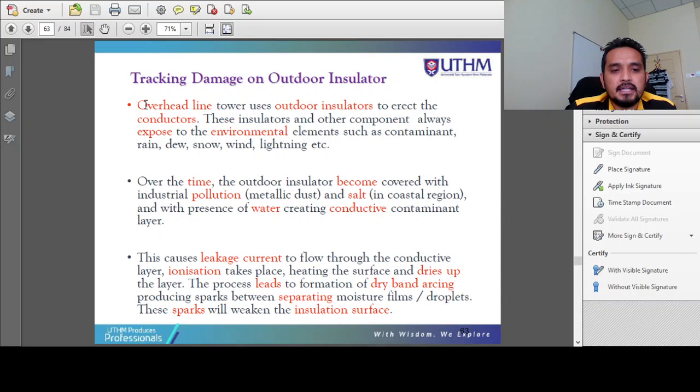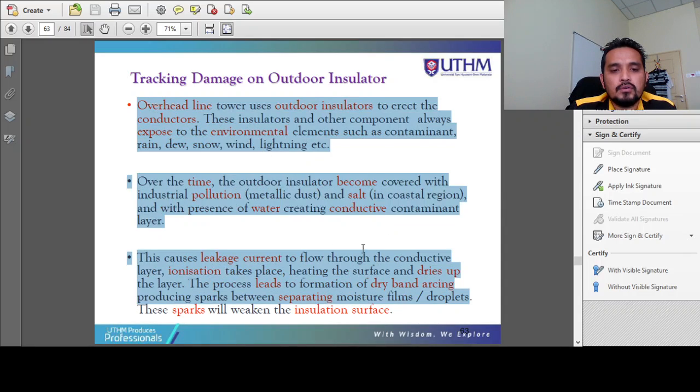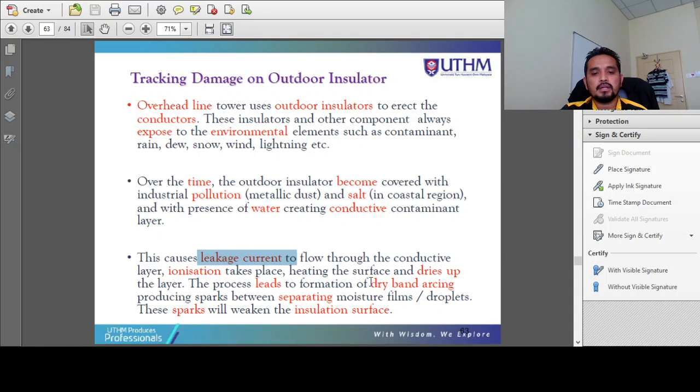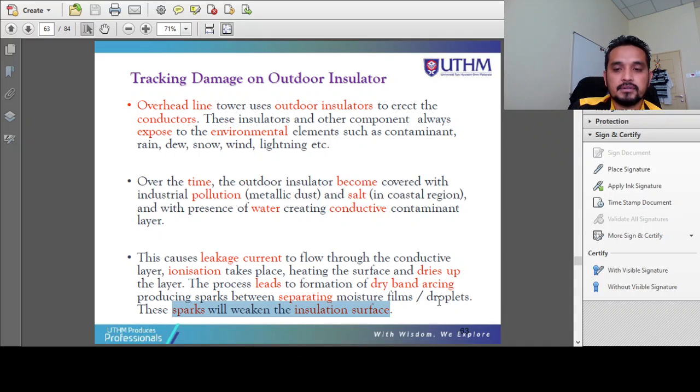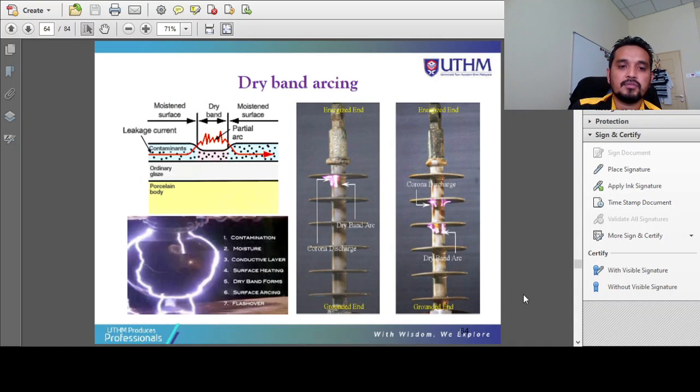Okay, this is again the explanation as I explained before. Over time, outdoor insulator will become covered with pollution, and then the leakage current starts to flow and leads to dry band, and it will weaken the insulation surface, as I explained before. Okay, this is the dry band formation. We have the current conduction. This is surface conduction.